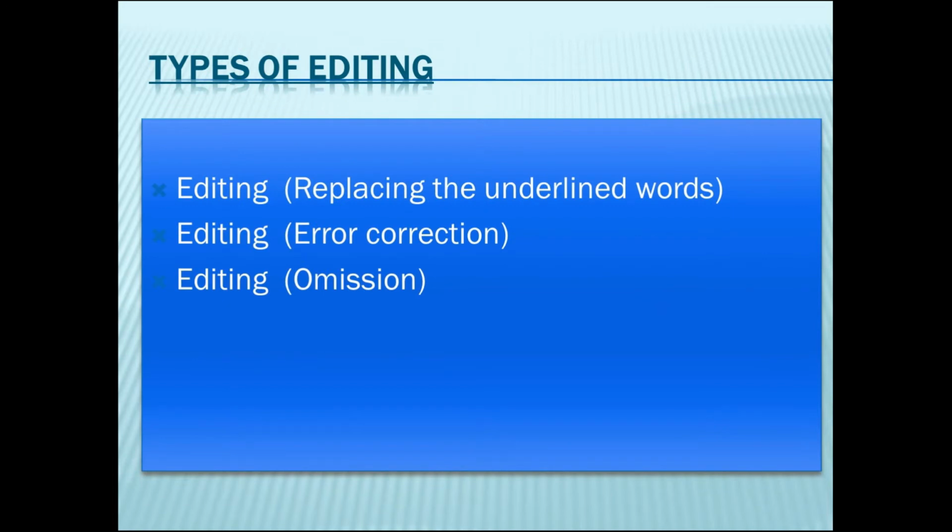Now, editing is of many types. The three types of editing which we are going to learn are, first, editing that is replacing the underlined words only. You have to see the underlined words and you have to edit them only. The second type is editing, error correction. You have to find the error and correct it. Now, third is editing omission. That is, a word is omitted, it is not there, and you have to put that word there. You have to add that word which is not given. So, basically, these three types of editing we are going to learn.